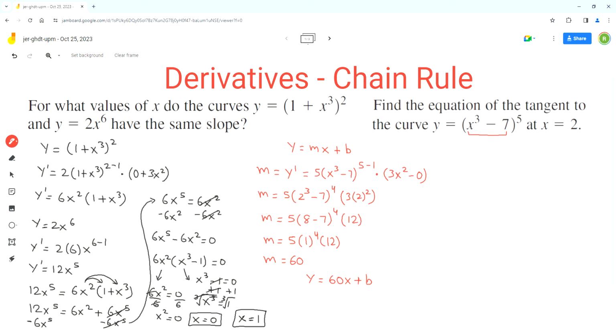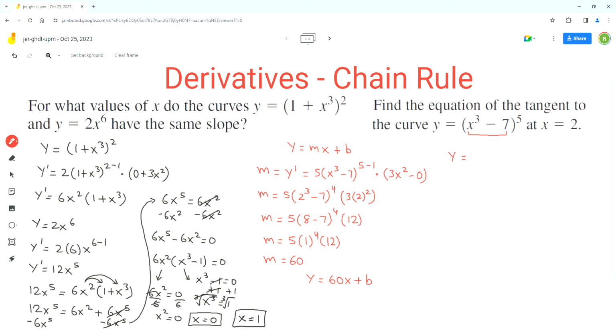Now we have to find the value of b, the y-intercept. And for that we need a point. So we'll use this point for which we are given that the x is equal to 2, because this is the point at which the tangent touches the curve. So this point lies on both the tangent and the curve. So the first step is to find the y coordinate of this point, and for that we'll sub in x as 2 in the given equation of the curve.